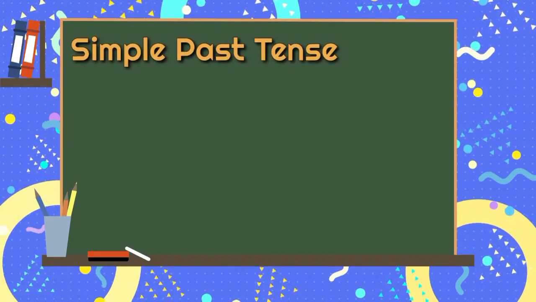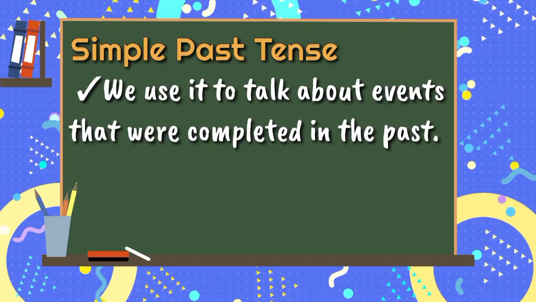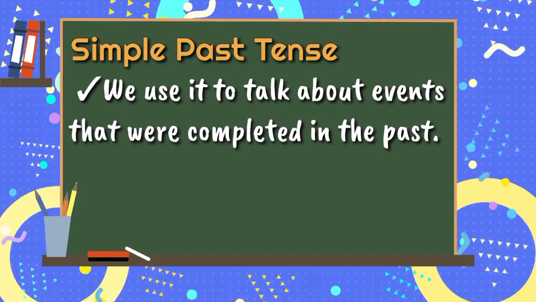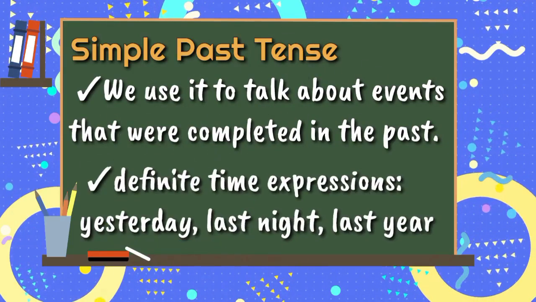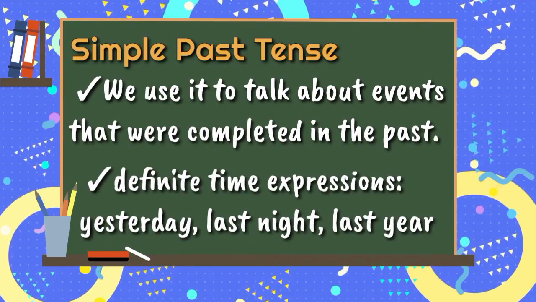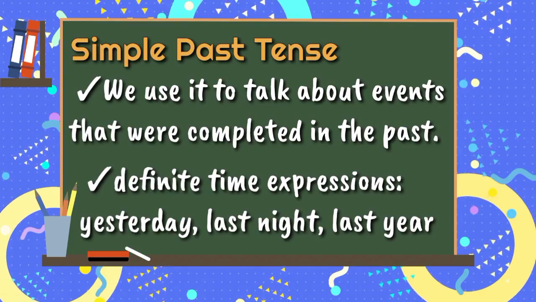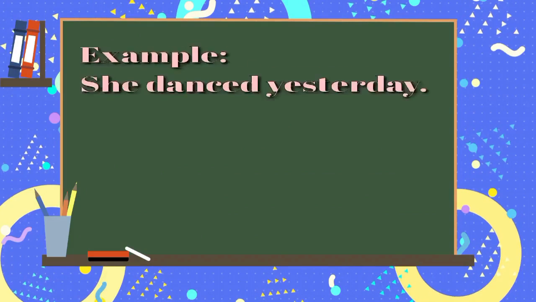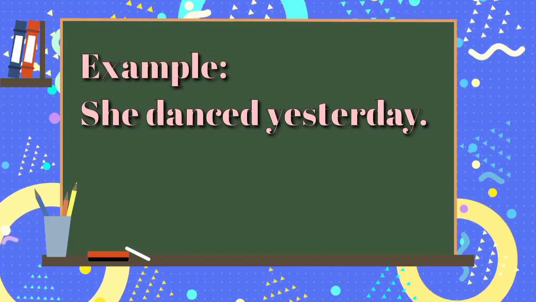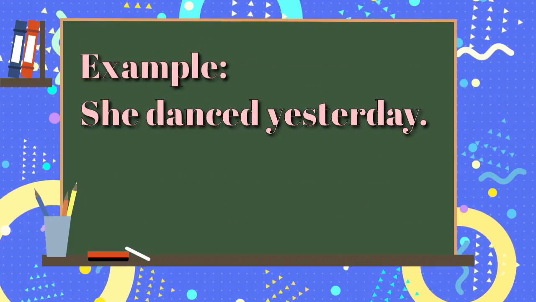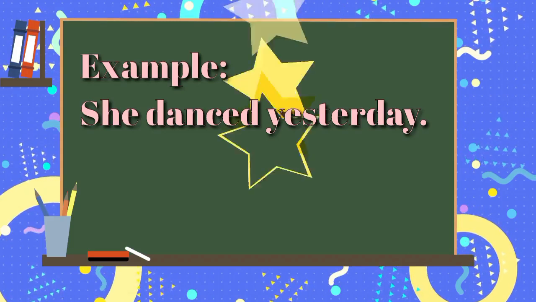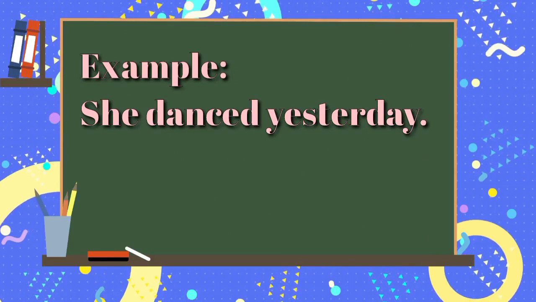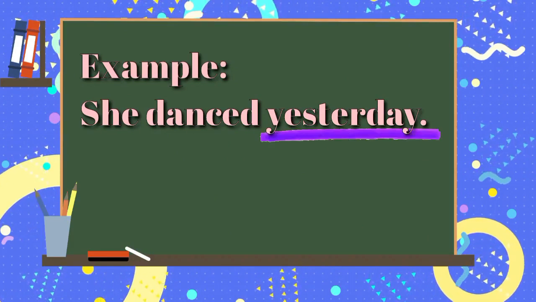Simple past tense. We use the simple past tense of the verb to talk about events that were completed in the past. The simple past tense is used with definite time expressions like yesterday, last night, last year, and the like. For example, she danced yesterday. In this sentence, we can identify that the action was completed in the past through the time expression yesterday.